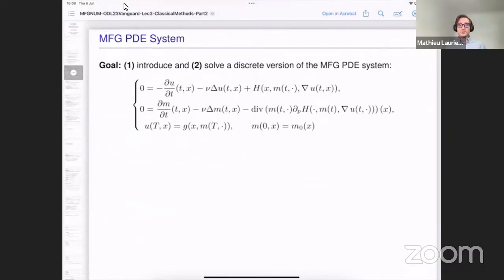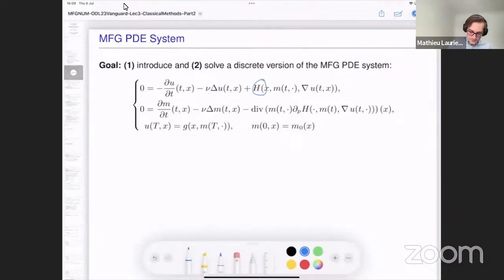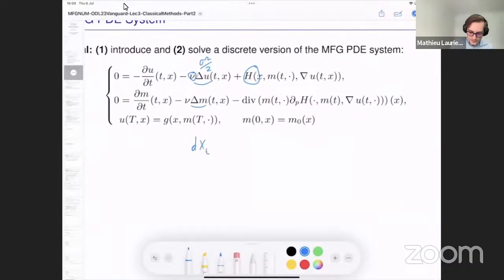So this was the PDE system that we had yesterday for mean field games. So again, H is the Hamiltonian, which is based on the running cost and the drift. And you see that you have a second-order derivative term if there is noise in the dynamics. So this nu here is a notation for sigma squared over 2 when the dynamics was given by dX_t equals b dt plus sigma dW_t.